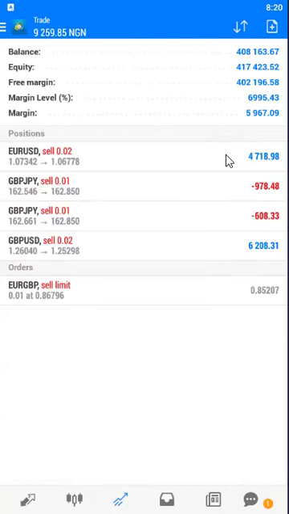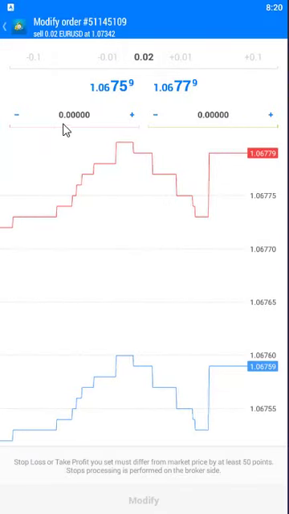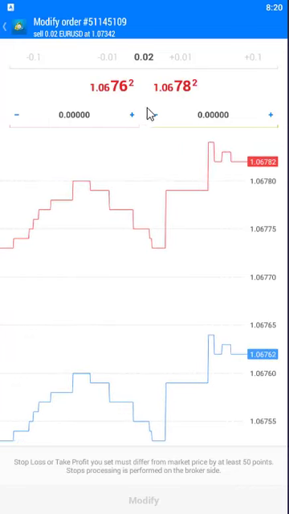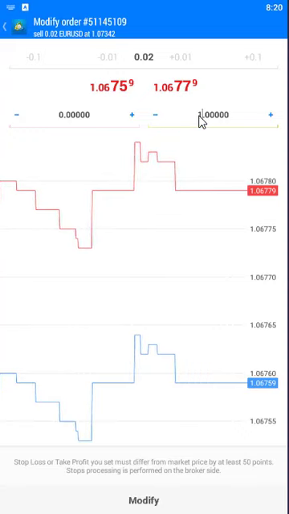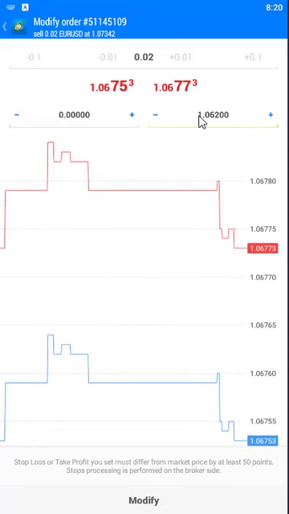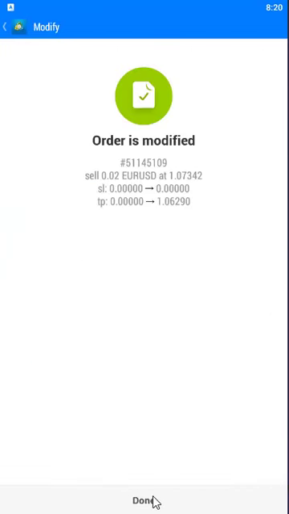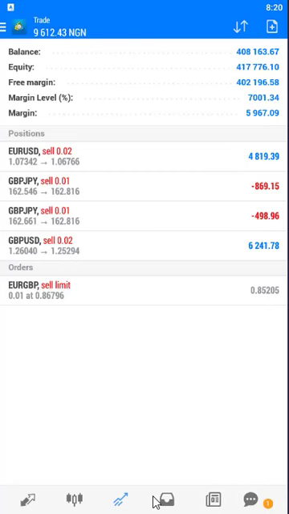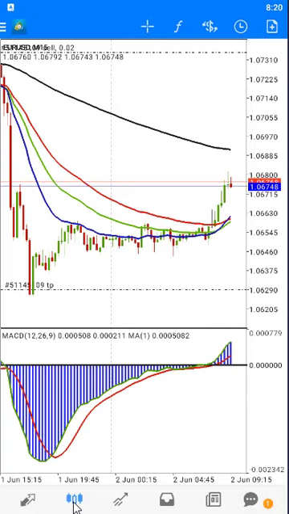I'll click and hold my trade. I'll click on modify order. Please look up here. This red underline is for stop loss. This green underline is for take profit. So I'll just type that price I took from my chart, 1.06290 there. I'll click on modify. So I've added only take profit. So it's possible to add only take profit on your trade.